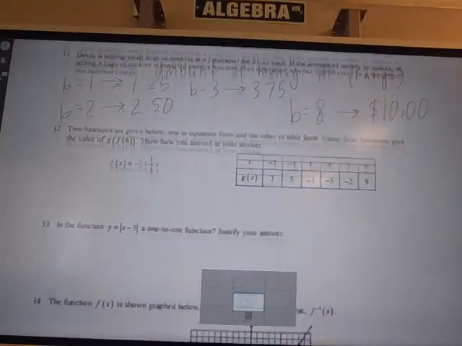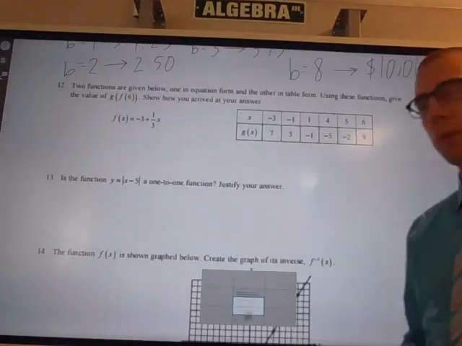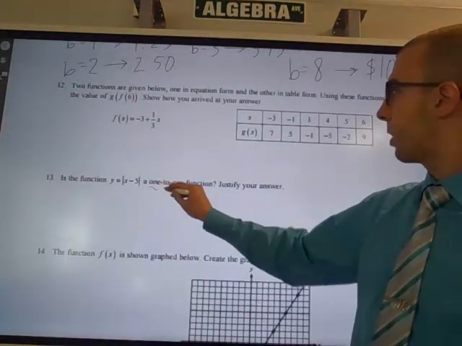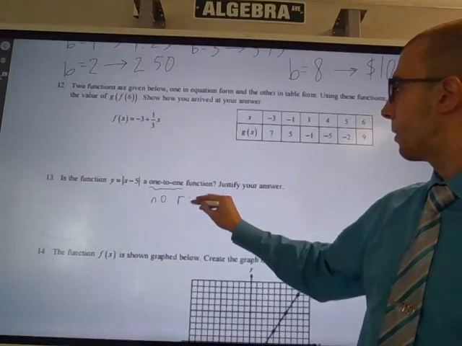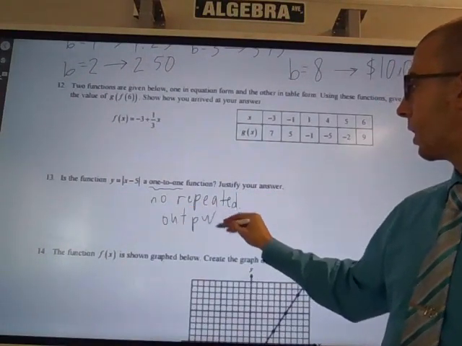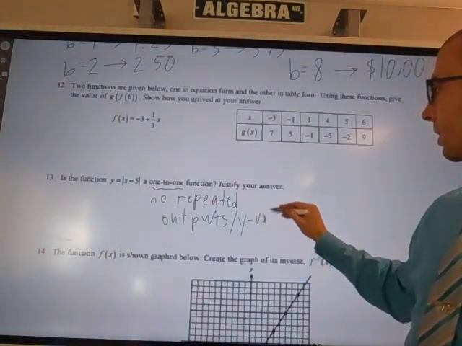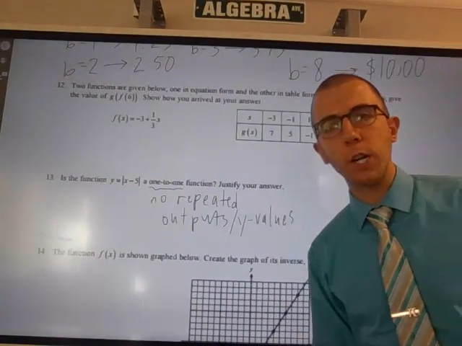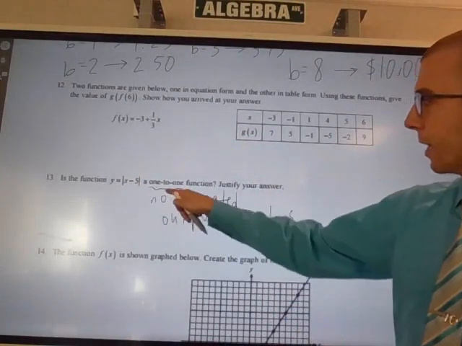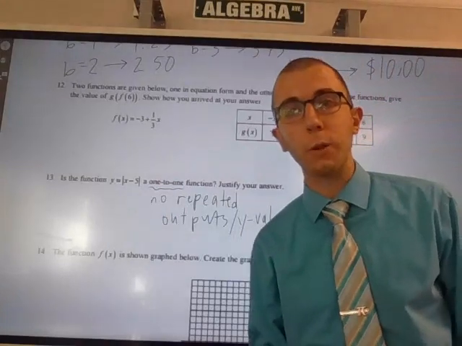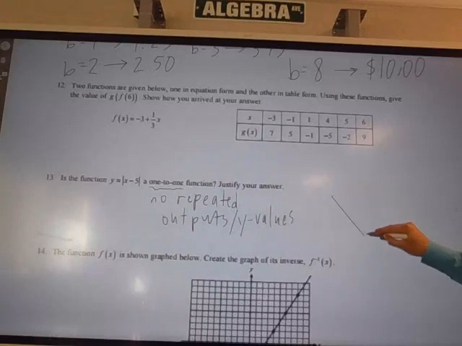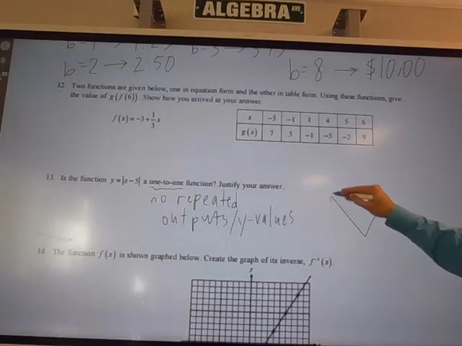All right. 13 is the function y equals absolute value of x minus 5. Is that a one-to-one function? And again, the key with one-to-one function is no repeated outputs or y values. Okay, because those are the same thing. So a one-to-one function cannot have repeated outputs or y values. So the key for this, unless you know automatically what that looks like, which you might, you should enter that into your calculator. Okay, and that gives a graph like this.